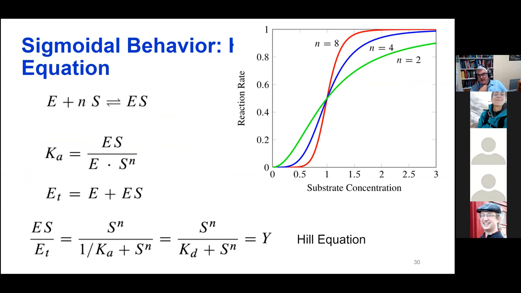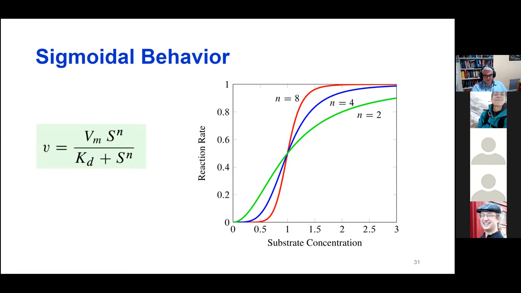So at low N, N is 2, you only get a mild S shape in the curve. And when N is 8, you get a very sharp change in S. So this gives you sigmoid behavior. So if you ever have a system that exhibits, you know, S-shaped behavior, you can use the Hill equation. It's very commonly used for that kind of thing. So that's just what it looks like here. And this is the rate law itself, okay?